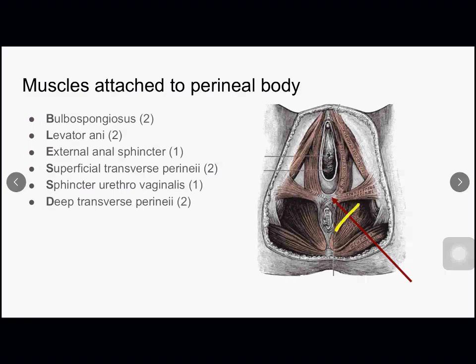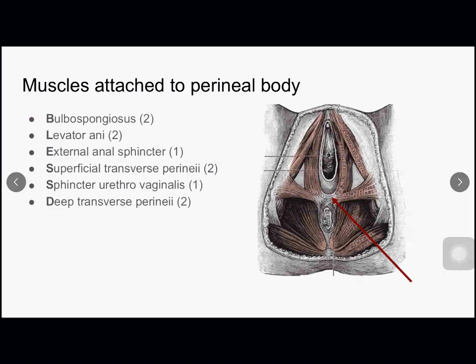Then you have the levator ani muscle also attached to this perineal body. This will be 2 in number, so totally 4. Then you have the external anal sphincter, and 2 superficial transverse perineae, 2 deep transverse perineae also, and you have sphincter urethrovaginalis in females. Sometimes the longitudinal muscle of the anal canal can also contribute to this perineal body. So totally 10 muscles you have in the perineal body. These are the various muscles attached to the perineal body.